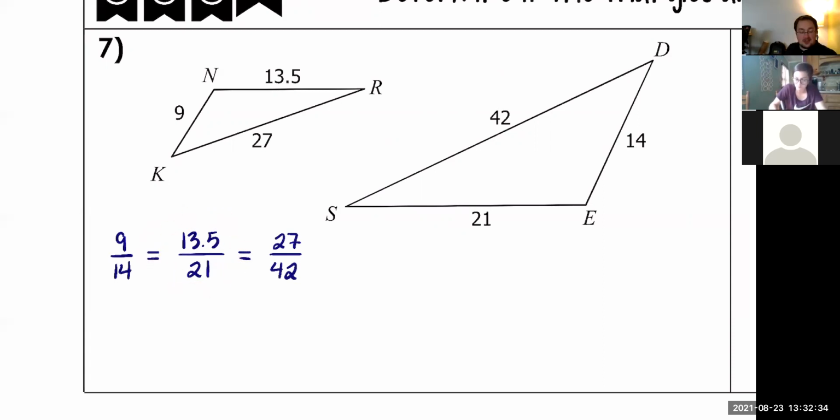There's a cool way you can check this though real quick, is to grab a calculator, take 9 divided by 14, you get a really ugly decimal, like 0.642857143. But you take that calculator and do 13.5 divided by 21, you get the exact same decimal, which means they are in fact proportional, which means that yes, all 3 sets of sides are proportional, so we can write our congruency statement.